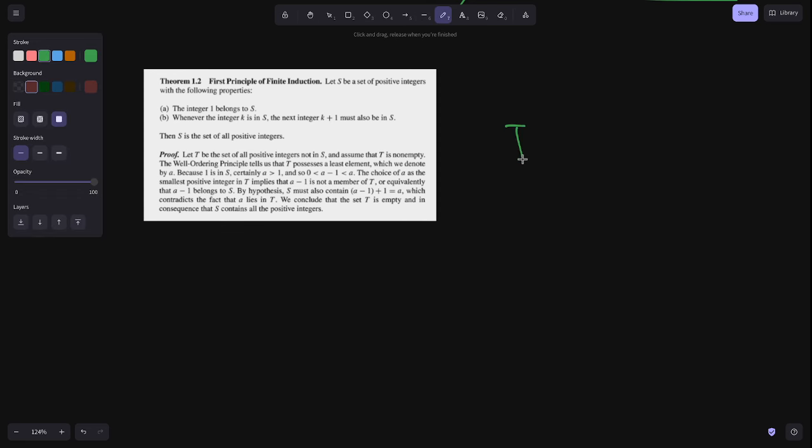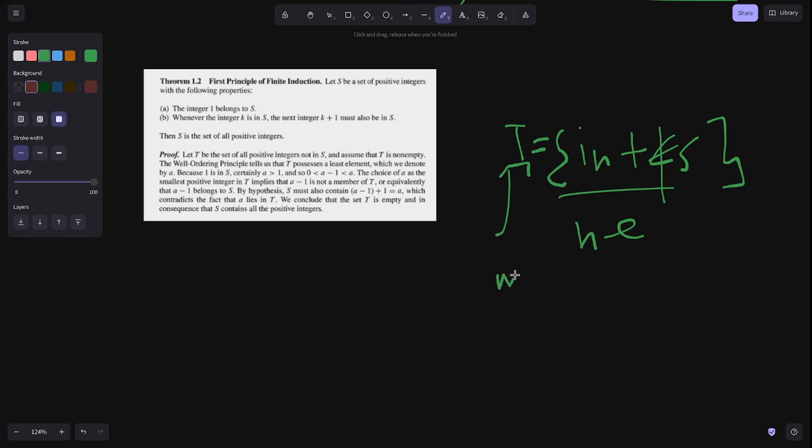So T will be the set of all positive integers not in S, so an integer that does not belong to S. Okay, and let's say this is non-empty. Sorry, Slack notifications. By the well ordering principle, since we are dealing with positive integers and T is not empty, T will have some minimum element. We denote this by a.